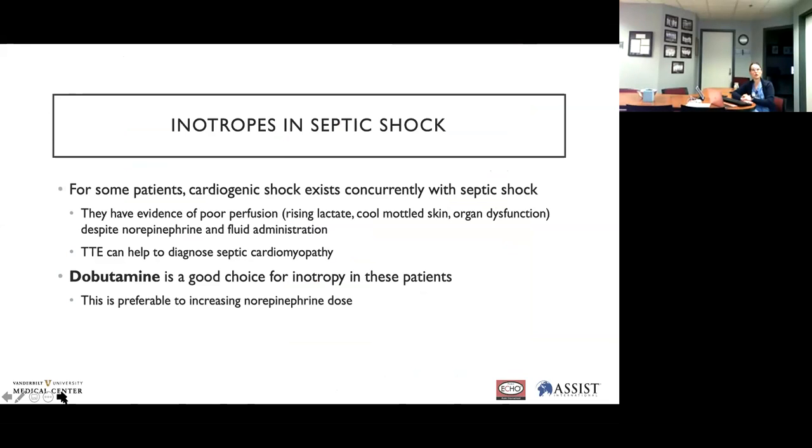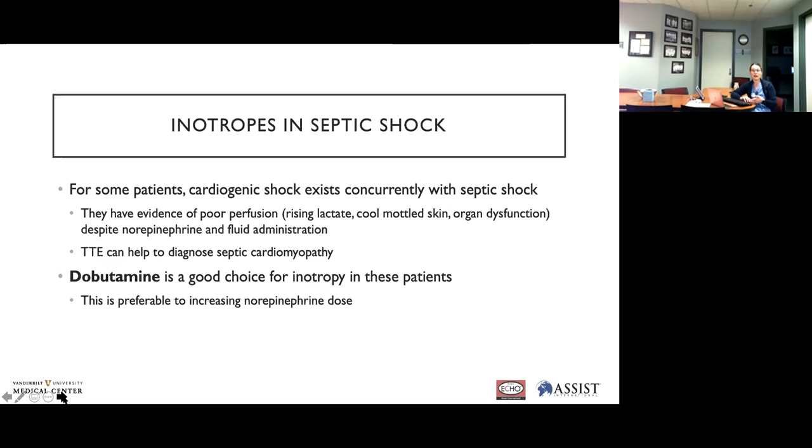Moving on to the need for inotropes in these patients and in general in patients in septic shock. For some patients, cardiogenic shock exists concurrently with septic shock, either as sepsis-associated cardiomyopathy or specific to coronavirus patients. They can have an acute COVID-19 cardiovascular syndrome like a myocarditis, which we'll discuss here in a minute. These patients have evidence of poor perfusion, so their lactate is rising, their skin is very cool, and they have evidence of organ dysfunction, rising creatinine, elevated liver enzymes, despite appropriate fluid administration and norepinephrine.